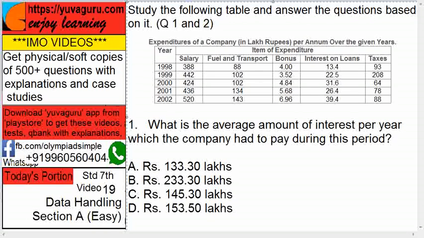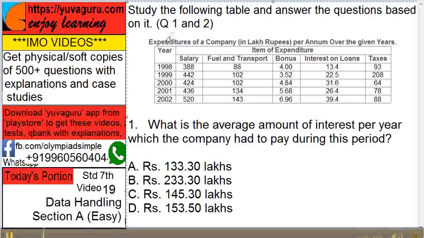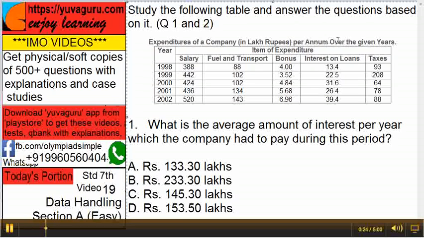Let's start. Study the following table and answer the questions based on it. Question 1 and 2. See here, this is the table given and we have to answer the questions based on it. What is it in the table? Expenses for a company. It's given. Now we have to answer.